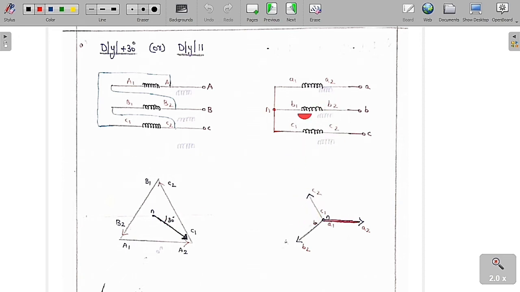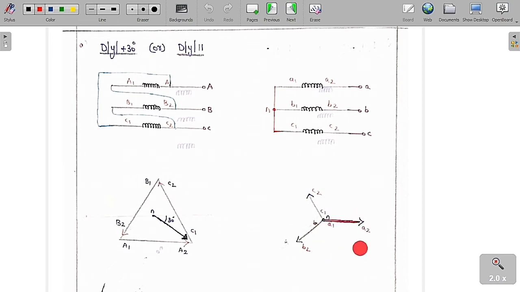So now I am going to draw for this one. So here also A1, A2, B1, B2 and C1, C2. Here A1, B1, C1 are going to mix to a common point which is called as the neutral N. And we are going to take the supply from the A2, B2 and C2. So keep the arrows at the A2, B2 and C2. So now you can see clearly that this voltage is going to lag this voltage by 30 degree, or you can say this is going to lead this voltage by 30 degree also.